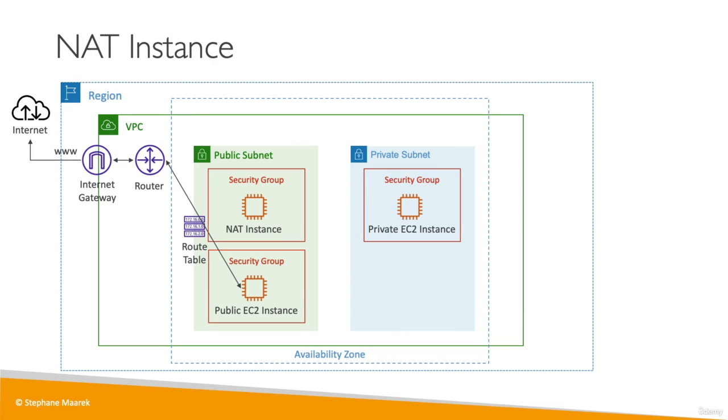So again, we're going to create a NAT instance within the public subnet, attach an elastic IP to it, and then we're going to have a route table which allows the private instances to talk to the NAT instance all the way to the internet gateway and so on.